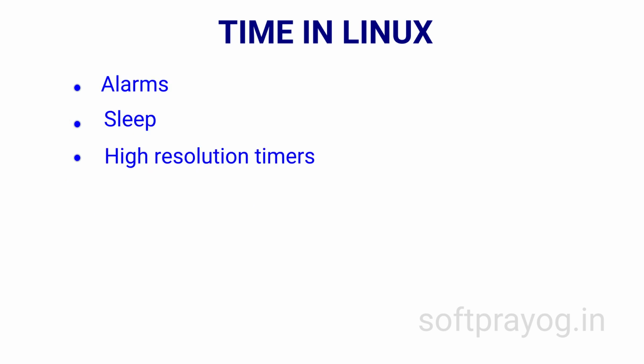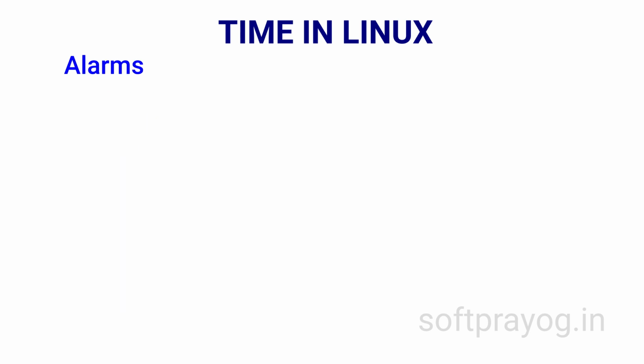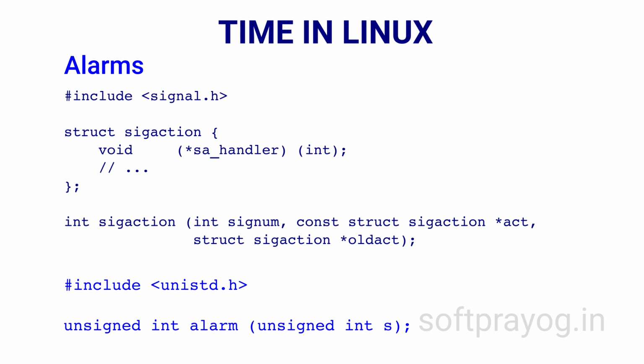Now we come to the last part of our video. In this part, we look at alarms, sleep, and high resolution timers. And we start with the alarms. An alarm is a signal. Signals are notifications that are sent asynchronously to a process. The default action for most signals is to terminate the process. A process can install a signal handling function to change the default action. When the signal comes, the signal handling function is executed instead of the default action.